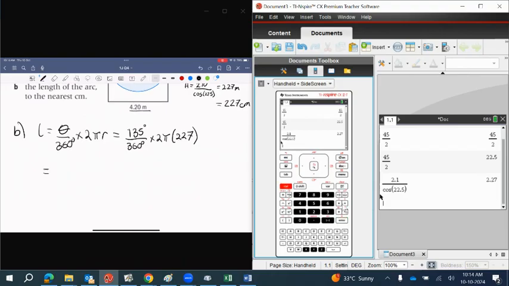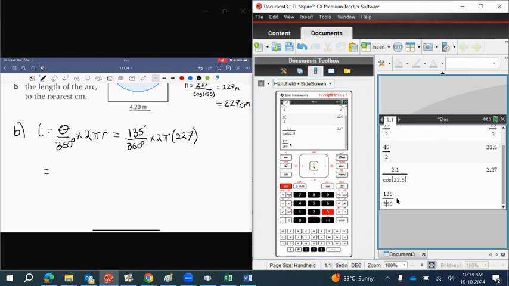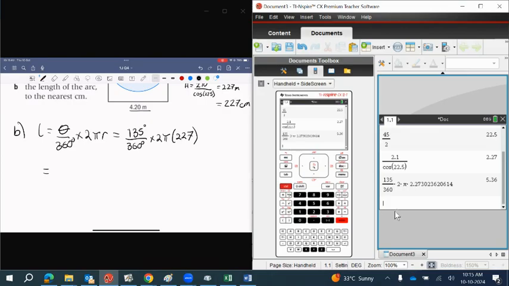So we're going to need 135 over 360 times 2 times pi, that's here, times by, I'm just going to scroll up and copy that down because I want to use the exact value. Always carry the exact value down, even though you rounded in the previous one. And we get this. This is in meters, remember? So we need 536 centimeters.